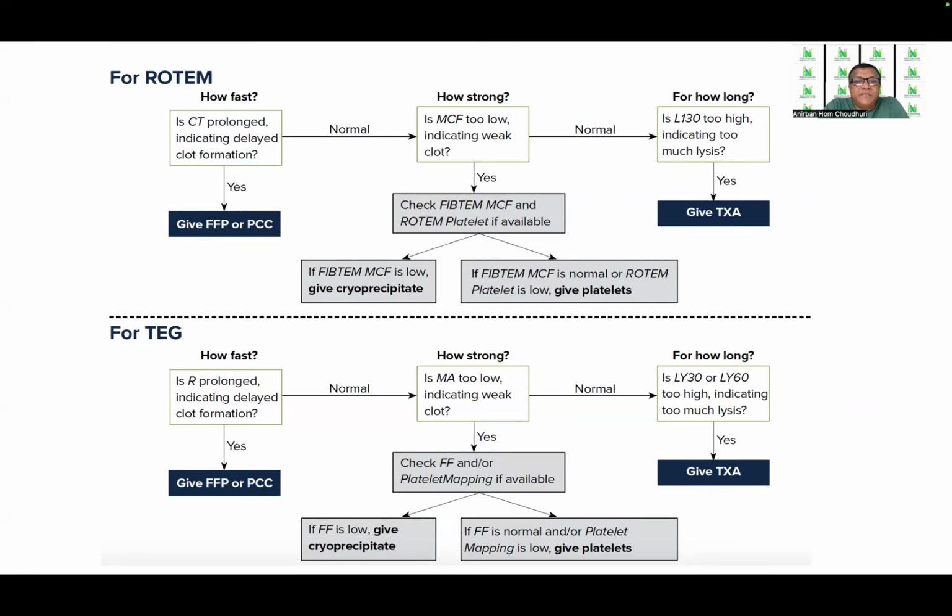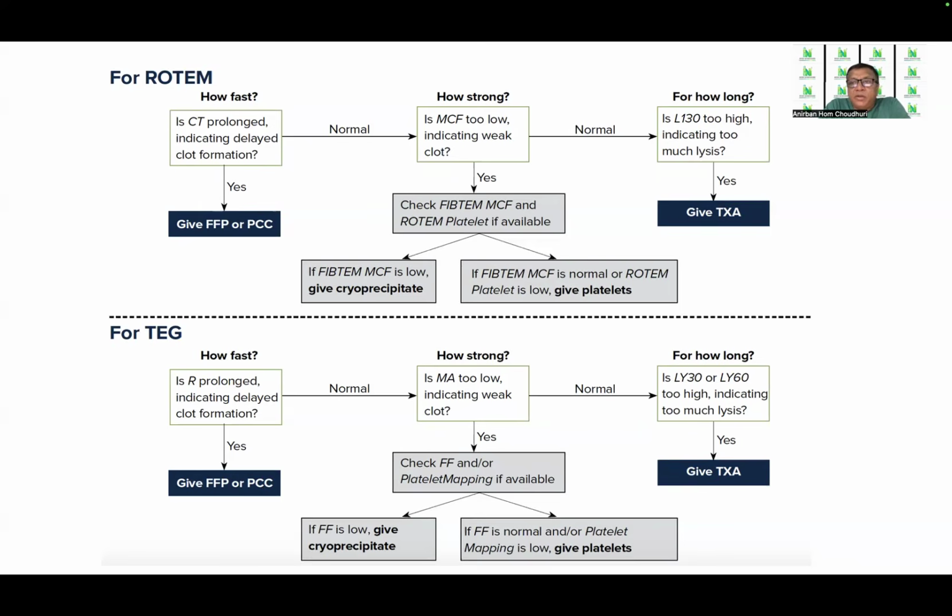If it is yes, then check the A10 or A5 MCF and the ROTEM platelet if available. If the FIBTEM MCF is low, we give cryoprecipitate. If the FIBTEM MCF is normal or the ROTEM platelet is low, then you have to give platelets. If the MCF is normal, you look into the lysis index at 30, that is, 30 minutes after the maximum clot firmness. If the lysis index indicates too much lysis, the answer is yes, then give tranexamic acid.